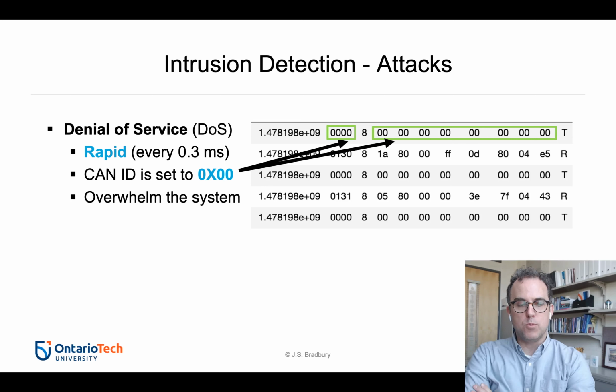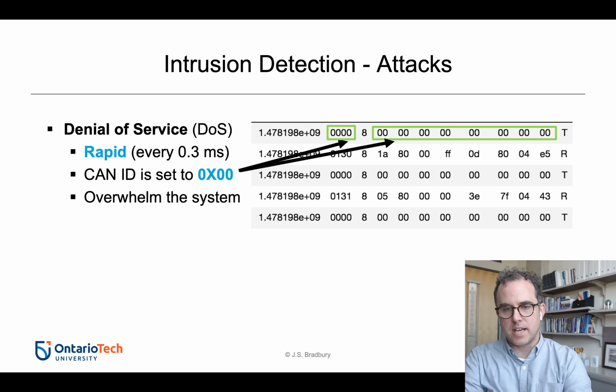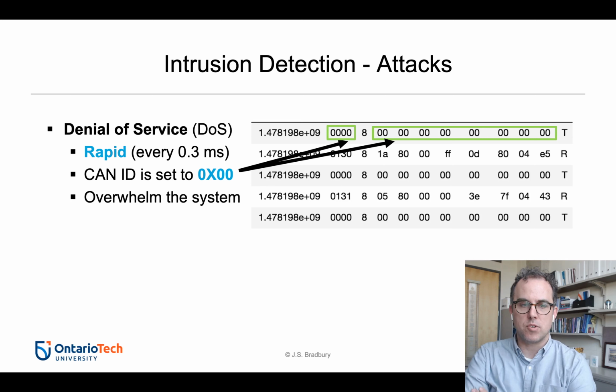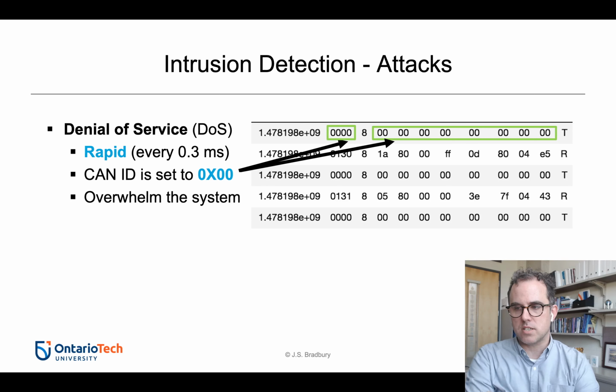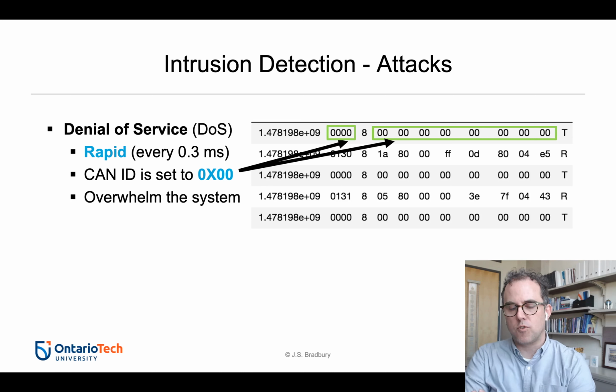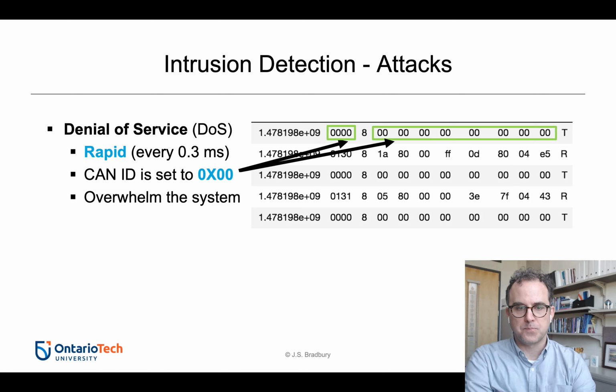And the way you would do a denial of service, and the way they did it, was they rapidly, every 0.3 milliseconds, injected into the system a CAN message with empty data and the ID 0000. All of the messages that are marked with a T are the attack messages, and the R messages are the regular messages, the messages that the system is sending itself. So why would they have chosen the 4 zeros as the CAN ID here, do you think?